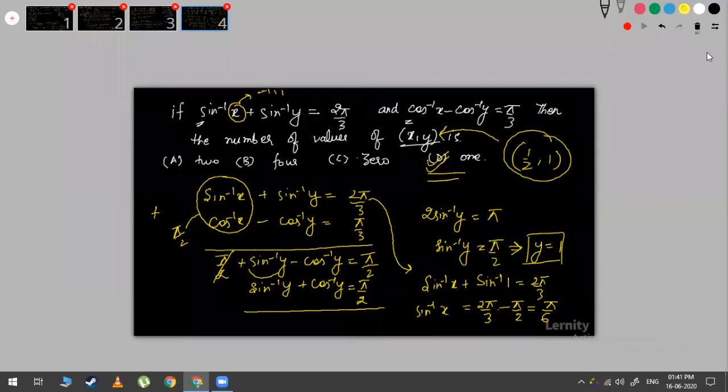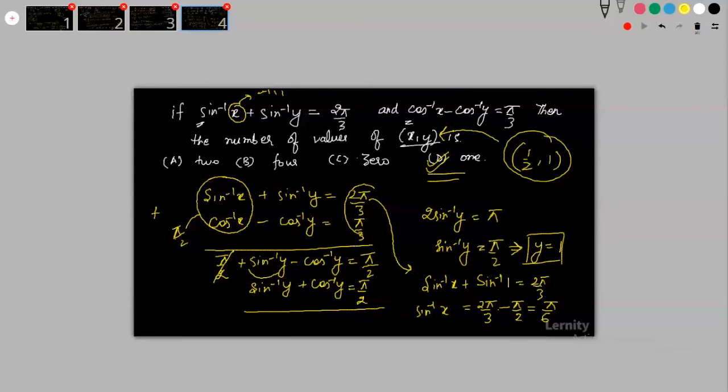Sir, 2 pi. Yes, bacha, 2 pi by 3 plus pi by 3 will get pi, but here also I am getting pi by 2, so I am taking pi by 2, so this will become pi by 2, right?